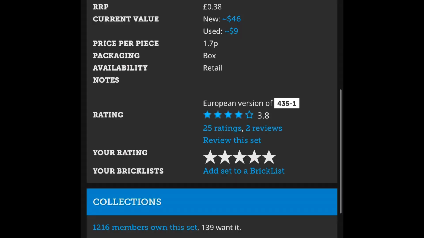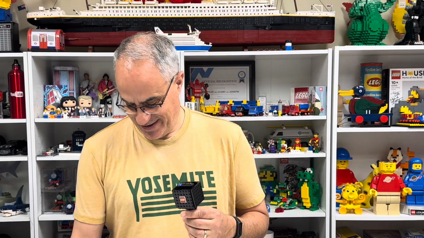So how many people own the 612? 1,216. If you add those two together, it is more than what I have, and it's actually more than my goal. But it's very close, actually. Theoretically, I could have more tipper trucks than people that own them or that are on BrickTsar to say they own them.